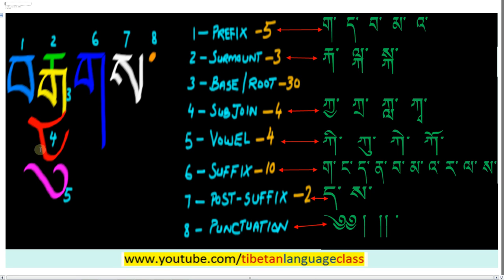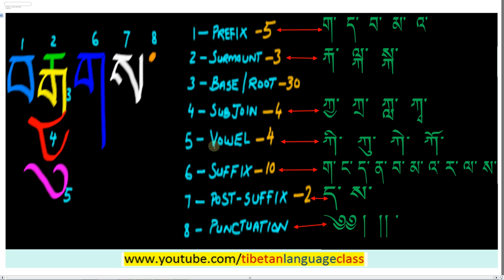And then the next one is the subjoined letters, and we have 4 of these, right? Yata, rata, lata, and wasu. And we have also done these in previous chapters, also previous videos. And then the next is the vowel. So in this example, we have the vowel u, which always goes at the bottom. But we could also have the other 3 vowels which could go at the top here all the time.